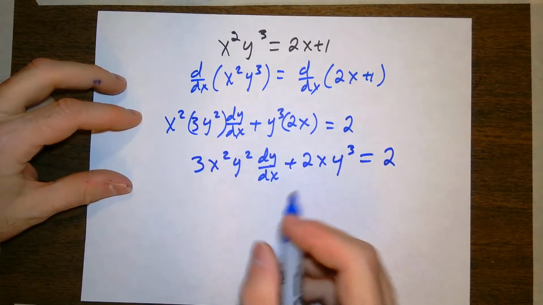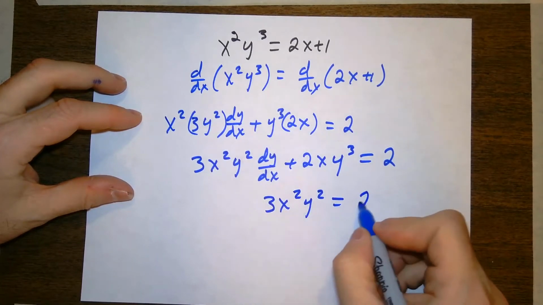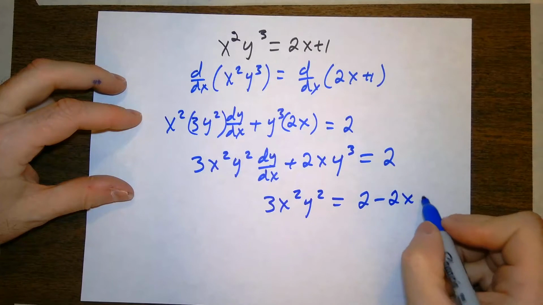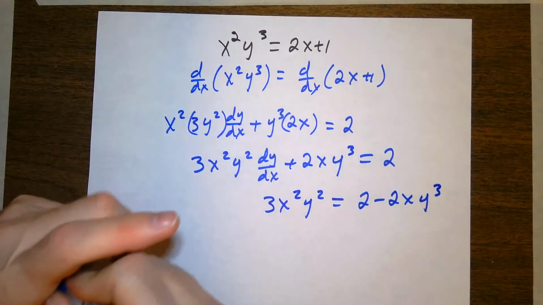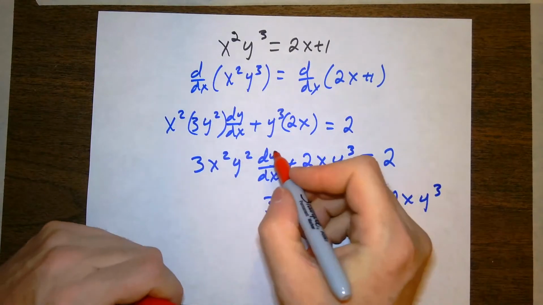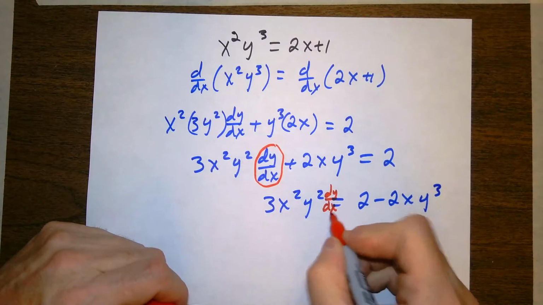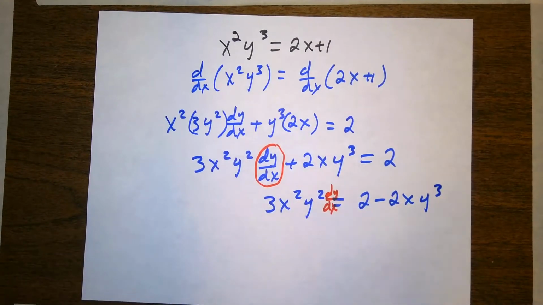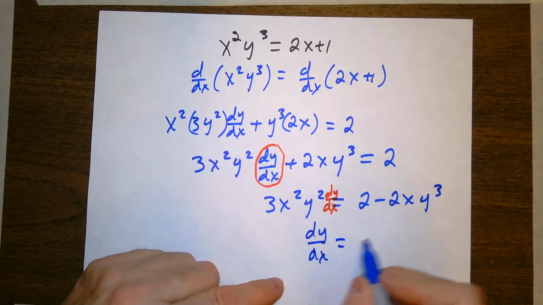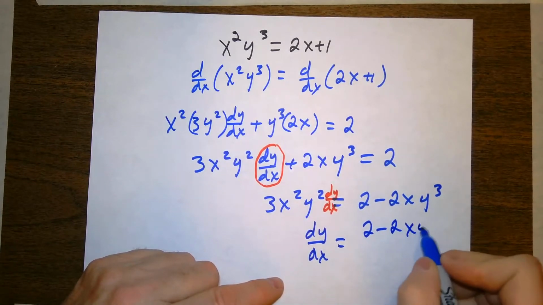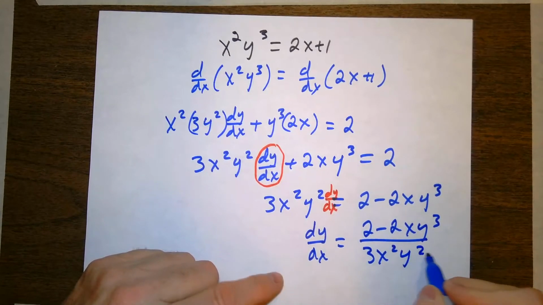So subtract this from both sides. 3x squared y squared equals 2 minus 2xy cubed. Oh, I forgot the dy/dx in here. That's very important. This is the whole thing we're solving for. So I need to have my dy/dx here. And now I'm going to divide both sides by this, and I get dy/dx equals 2 minus 2xy cubed over 3x squared y squared.